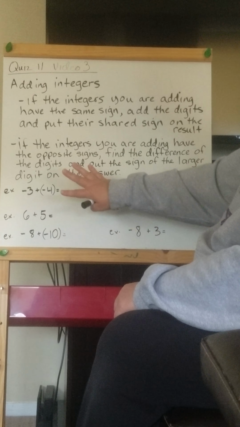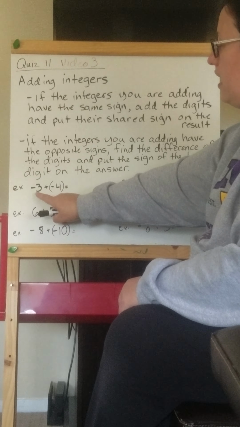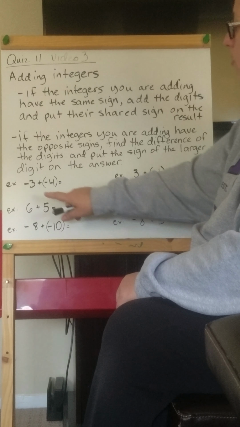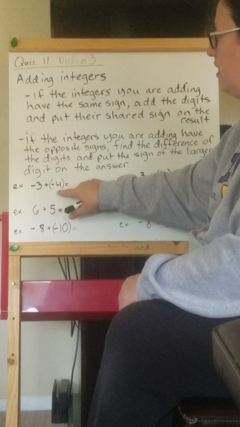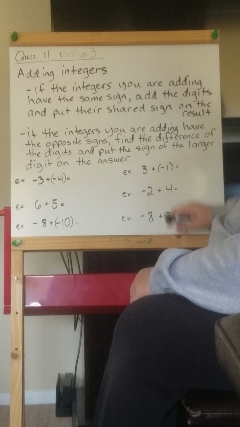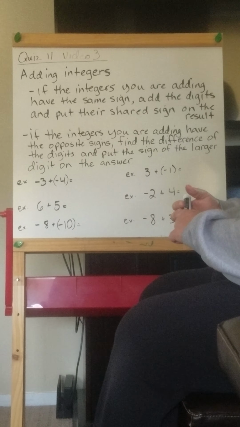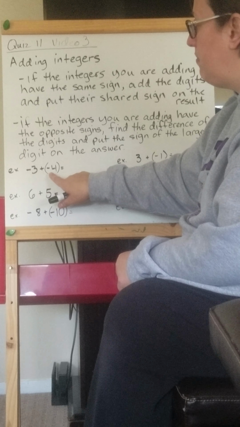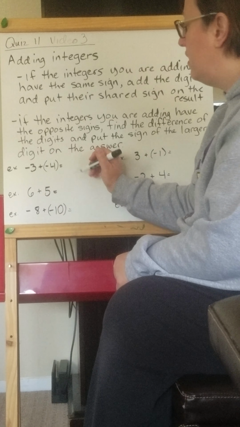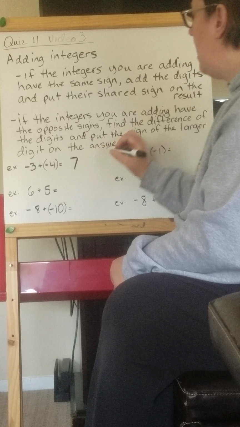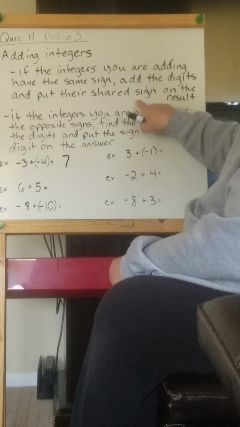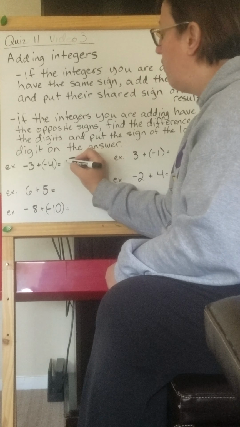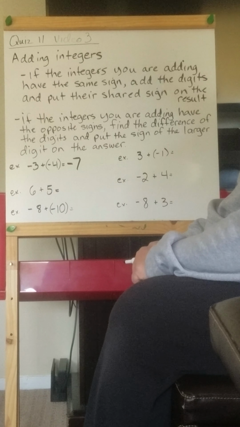Okay, so let's look at our examples. Here we are adding a negative 3 and a negative 4. So they both have the same sign. That's rule number 1. We have to add the digits and put the shared sign onto the result. So what is a digit 3 plus a digit 4? Well, 3 plus 4 is 7. And it says put their shared sign onto the result. Well, they both have a negative, so the result is going to be negative.